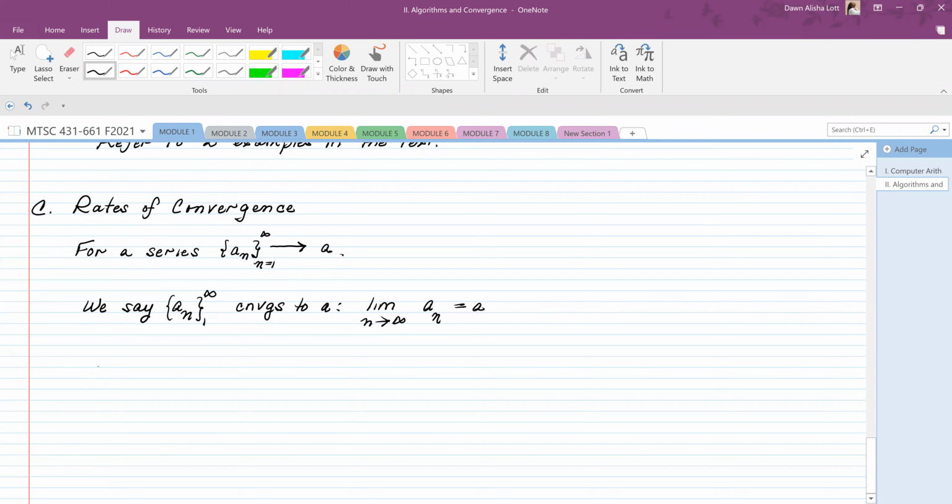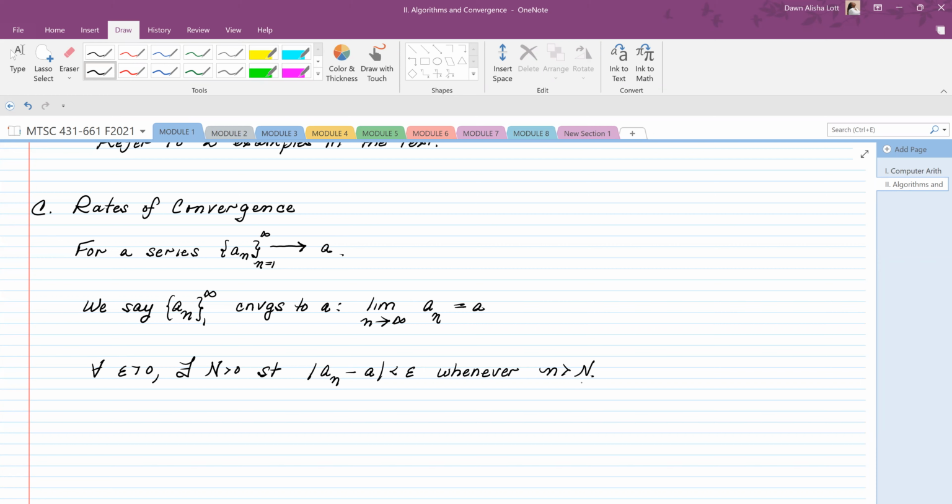means for all epsilon greater than 0, there exists a number N that's also positive, such that the absolute value of a_n minus a is less than epsilon whenever little n is bigger than capital N. Okay, so that is the definition of convergence. And that's just a convergence of a basic sequence, okay?